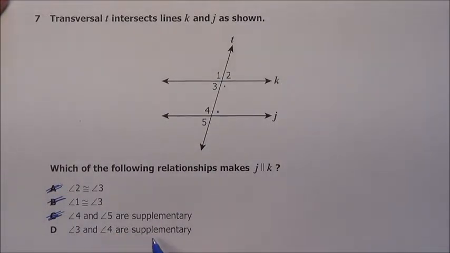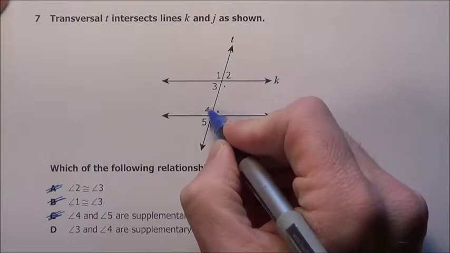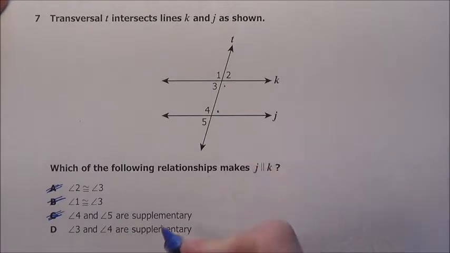Finally, 3 and 4 supplementary. Those interior angles on the same side of the transversal, if they add up to 180, which is what supplementary means, it proves the lines are parallel. Choice D for number 7.